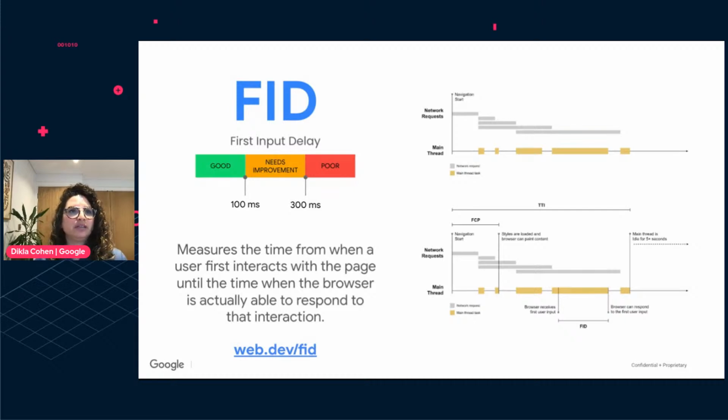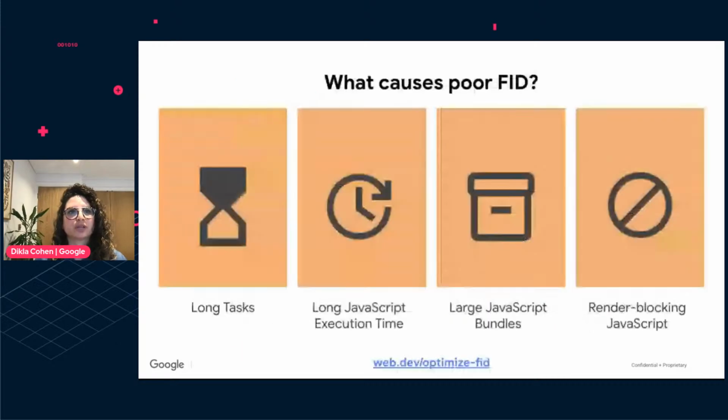Lastly, we have FID, first input delay. It measures the time from when a user first interacts with a page until the time when the browser is actually able to respond to that interaction. So if we have someone on the page interacting with it, the browser, which is single threaded, if it's busy, it takes time for it to be available to respond. And that is actually what we measure, how long it takes from the interaction for the thread to be free and able to respond to that interaction.